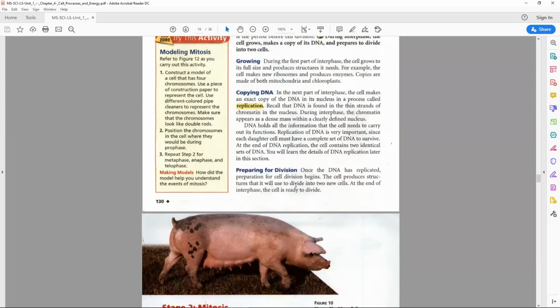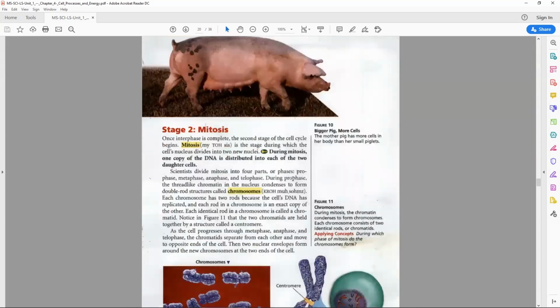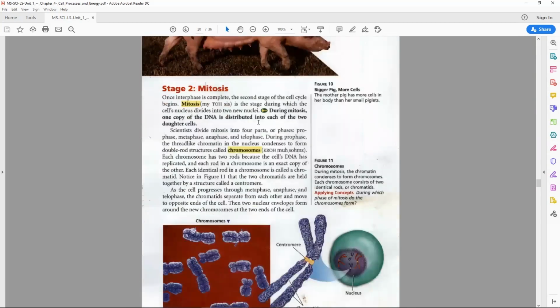Preparing for division. Once the DNA has replicated, preparation for cell division begins. The cell produces structures that it will use to divide into two new cells. At the end of interphase, the cell is ready to divide. Stage 2, mitosis. Once interphase is complete, the second stage of the cell cycle begins. Mitosis is a stage during which the cell's nucleus divides into two nuclei.